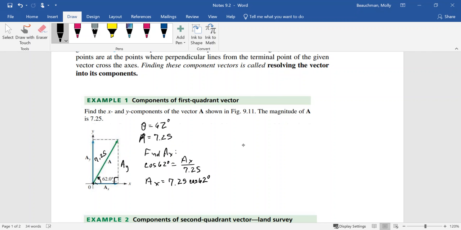So to find the y component, notice it's also a side in the triangle. It's the side opposite the 62 degree angle. The trig function that uses opposite and hypotenuse is sine. So the sine of 62 degrees would equal the y component divided by 7.25. Multiply both sides by 7.25. The y component is 7.25 times the sine of 62 degrees. So let me open the calculator and we'll go ahead and see what those are.